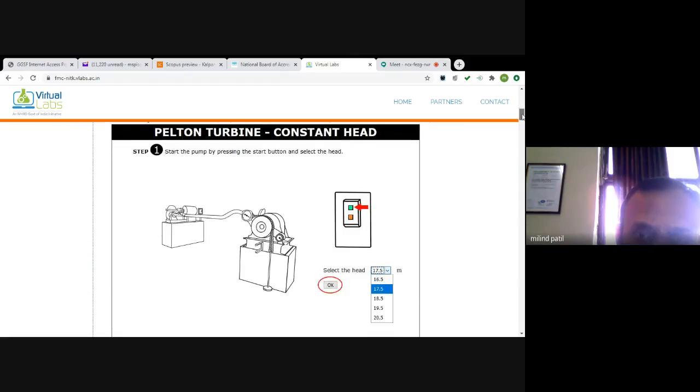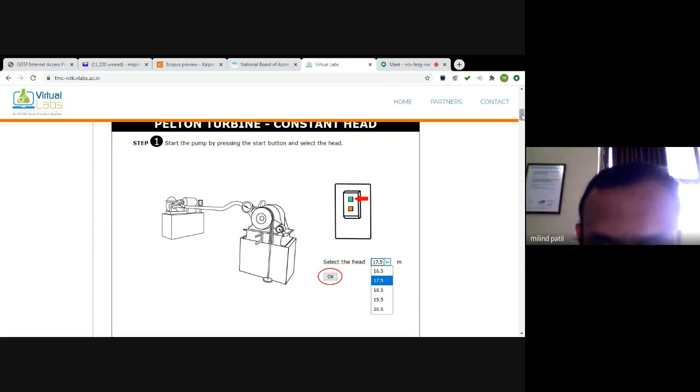In stage one, you have to switch on the setup. How can you switch it on? Here, it's a main switch. You just have to push the green button. Once you start, the pump will start. Here is a water pump and here is a Pelton turbine.